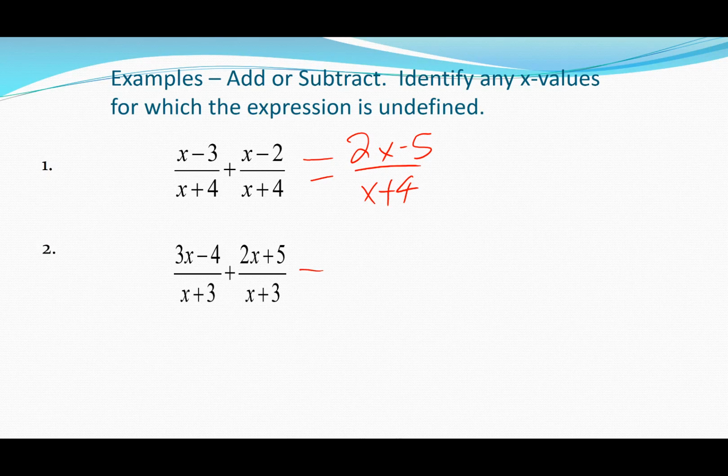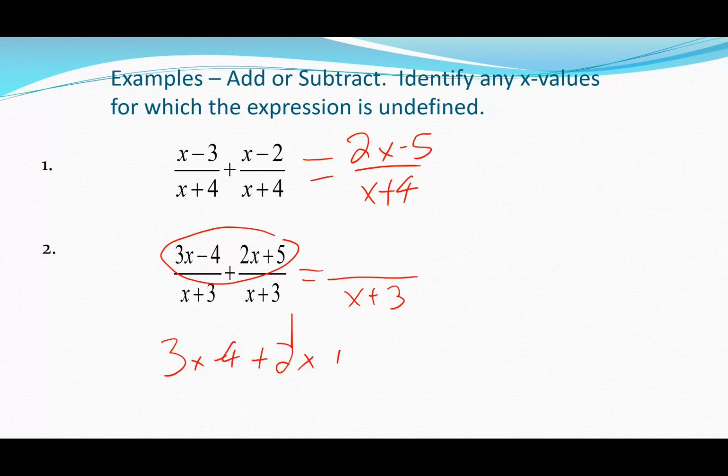Number 2, very similar. I've got a common denominator, x plus 3, so I'm going to keep that common denominator exactly as it is, x plus 3. But I'm adding my numerators. So again, you're just going to add like terms. We have 3x plus 2x, I'll write it out over here, because those are like terms. So 3x plus 2x is going to combine to make 5x. And negative 4 plus 5 is going to be positive 1. So 5x plus 1.